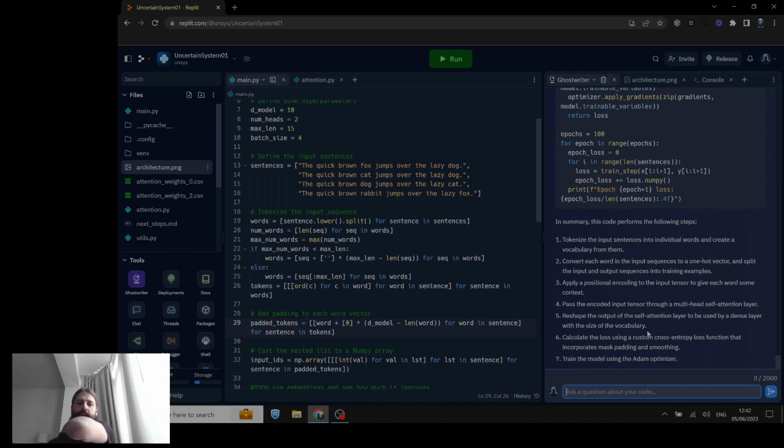Calculate the loss using a custom cross-entropy loss function that incorporates mask padding and smoothing. This is going to take 10 years to implement. Train the model using an Adam optimizer. Cool.